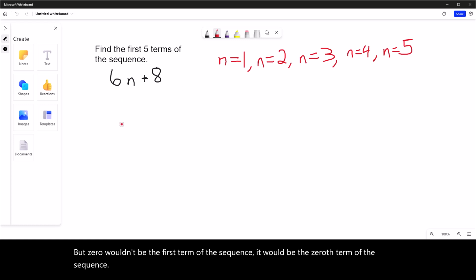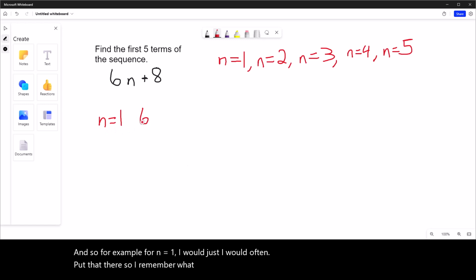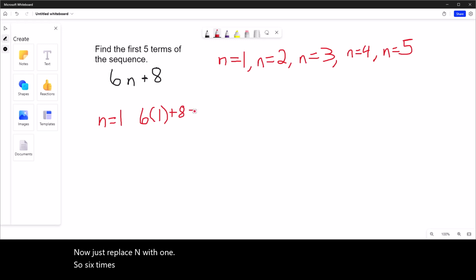For example, for n equals 1, I would often put that there so I remember what I'm doing. And I just replace n with 1. So 6 times 1 is 6. 6 plus 8 is 14. For n equals 2, that would then be 6 times 2 plus 8. 6 times 2 is 12. 12 plus 8 is 20.